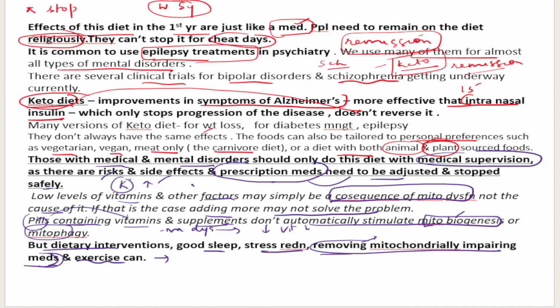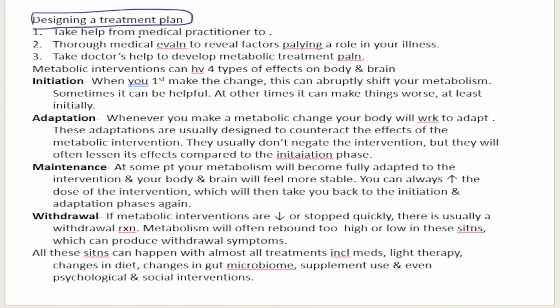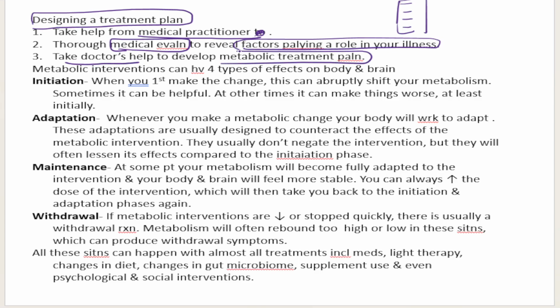So how to design a treatment plan? First, you take help from a medical practitioner. Then there should be a thorough medical evaluation to reveal the factors that are playing a role in your illness. Suppose somebody is having a mental disorder, then you need a thorough medical evaluation, list the factors that are playing a role in the illness, and take the doctor's help to develop a metabolic treatment plan. Now these metabolic interventions can have 4 types of effects on the body and brain.